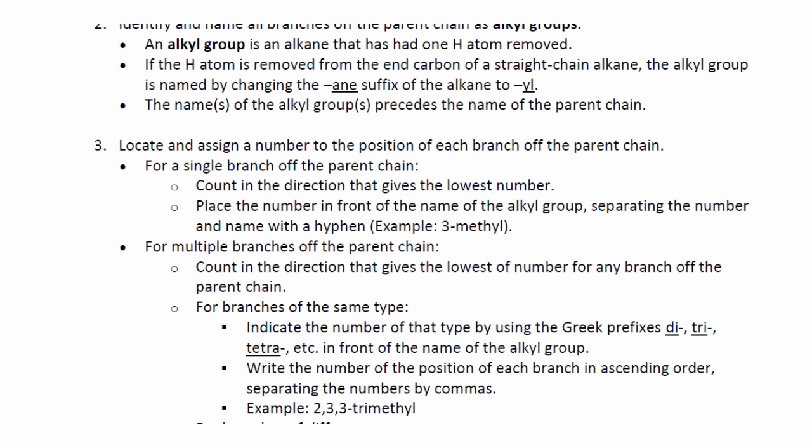It says that number 3 is we're going to locate and assign a number to the position of each branch off of the parent chain. If we have a single branch off the parent chain, like we do right here, we're going to count in the direction that gives us the lowest number. And then we're going to place that number in front of the alkyl group, separating the number and the name with a hyphen. So, if we look at this, we could count from left to right with 1, 2, 3, 4, or we can count from right to left with 1, 2. And so the number we assign then is number 2.